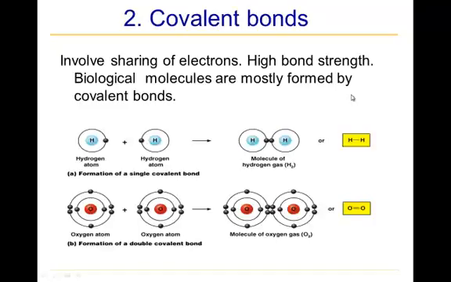We see a couple of simplistic examples down here. Here it shows 2 hydrogen atoms, recall that each has a single electron in its first shell, and the first shell can only hold two. And so by sharing those two electrons, it actually satisfies the requirements of both.